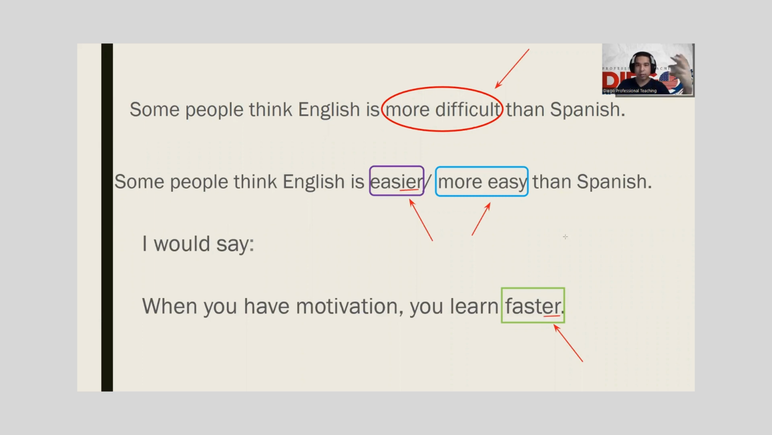This is a situation that my students always tell me. Teacher, I think English is more difficult than Spanish. I say, or some people say, English is easier than Spanish, but I would say that when you have motivation, you learn faster, okay? So this is the comparison, just to introduce the topic. Now I'm going to give you some more details.